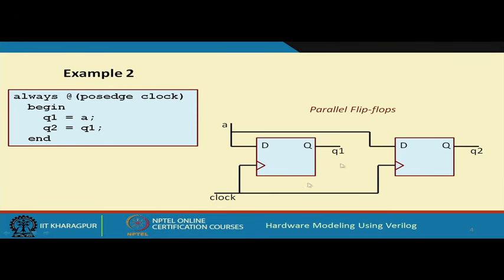So, it will be two parallel flip flops. After the clock, finally, both Q1 and Q2 will be getting the same value A. A will be stored here as well as A will be stored here, as this meaning shows. This A will go to Q1, Q1 will go to Q2, same A will come, right. So, in terms of the hardware, it will be two parallel flip flops.